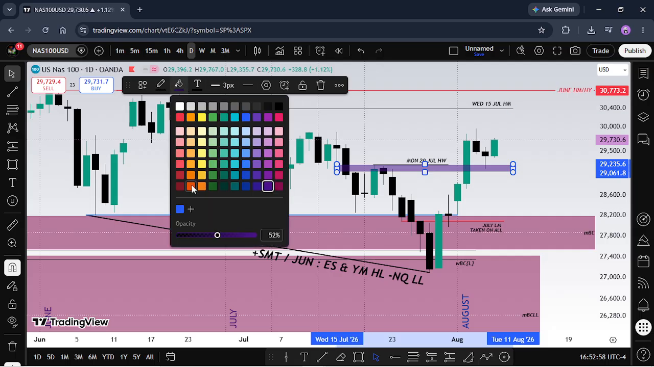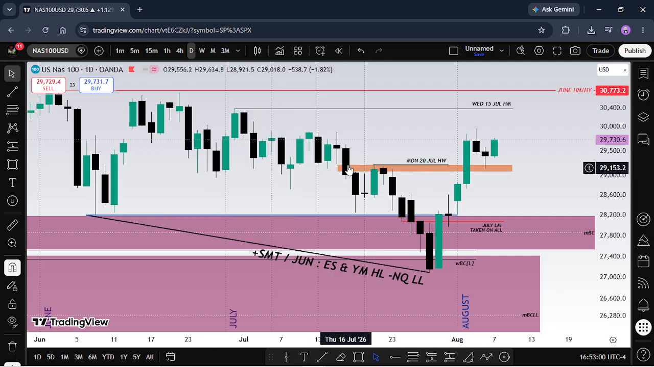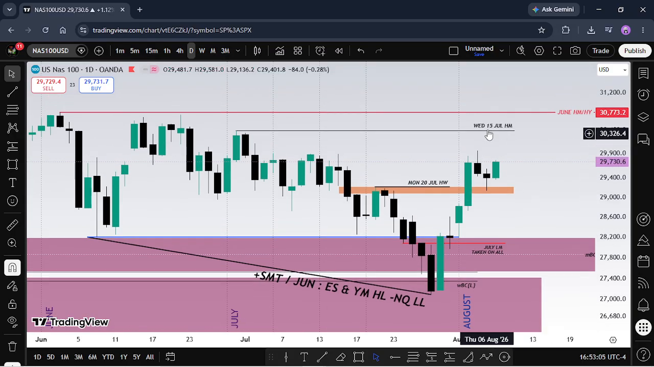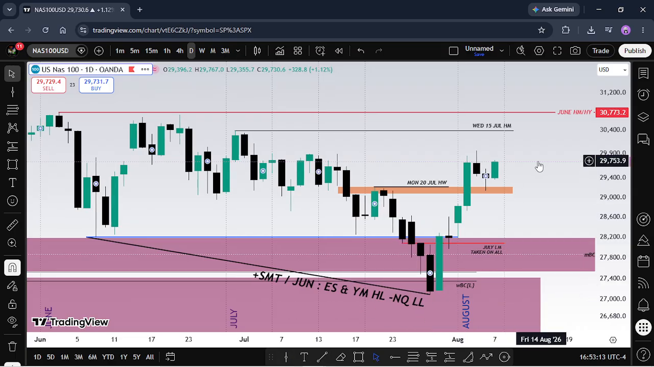Anyways, so this is the inversion fair value gap from here to here. We're watching here and here for this week. That's what we'll be looking for. So I'm just going to mark this here. Yeah, I'm going to be looking here and here. This is the nearest one. It has already been taken.